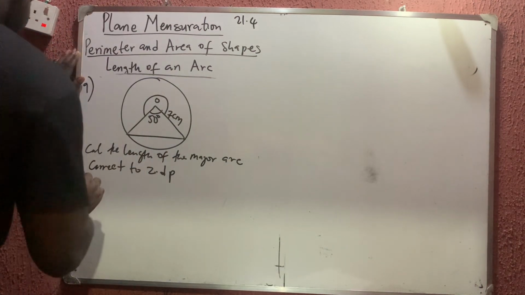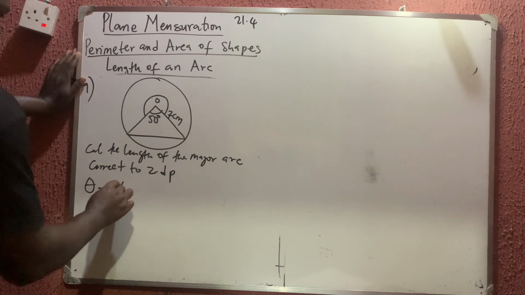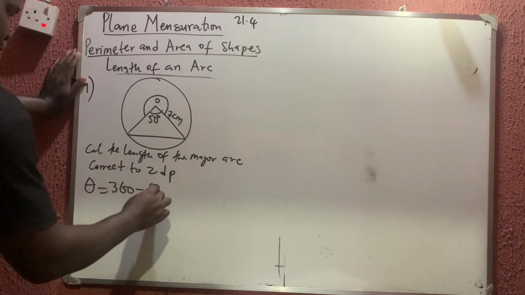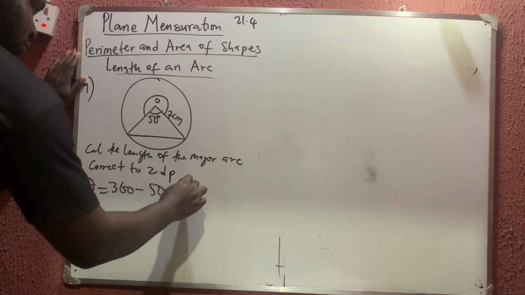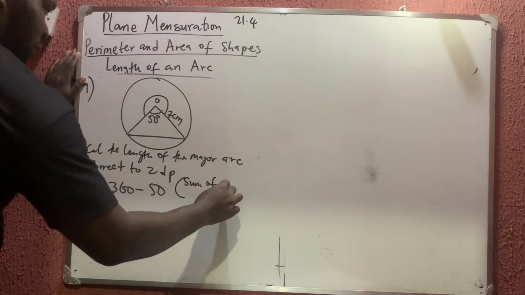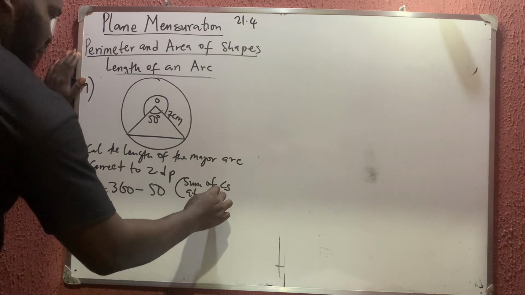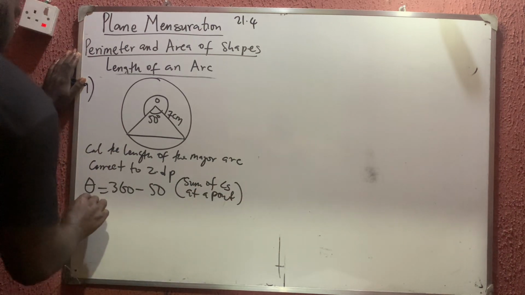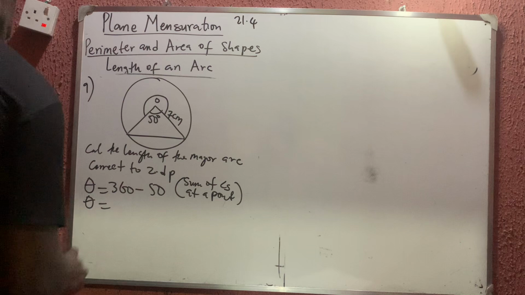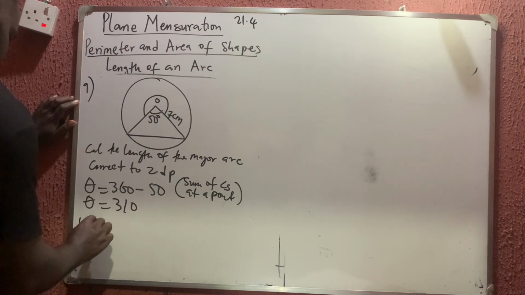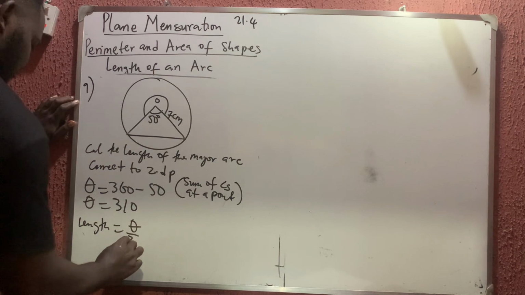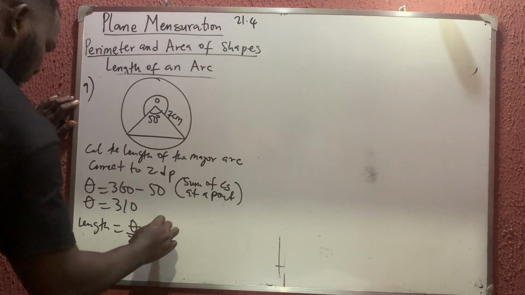If I'm using the major arc, that means this is the angle we are going to use. So my theta to use is going to be 360 minus 50. The reason is sum of angles at a point. You need to write the reason as sum of angles at a point. So the theta I'm going to use is going to be 310. So we know that length is equal to theta over 360 times 2 pi r.